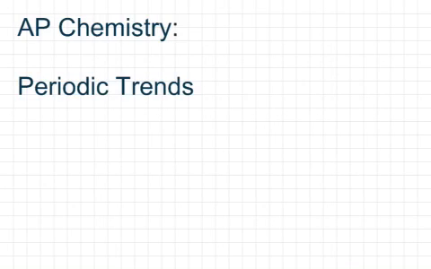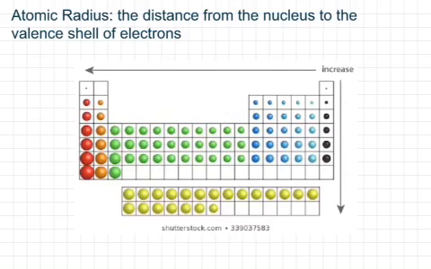All right, everybody's favorite, periodic trends. Woo, love it. So, starting with atomic radius. We're going to talk about how the electron configuration can make you compare certain properties of elements to each other, starting with how big they are. So, the distance from the nucleus to the valence shell of electrons.